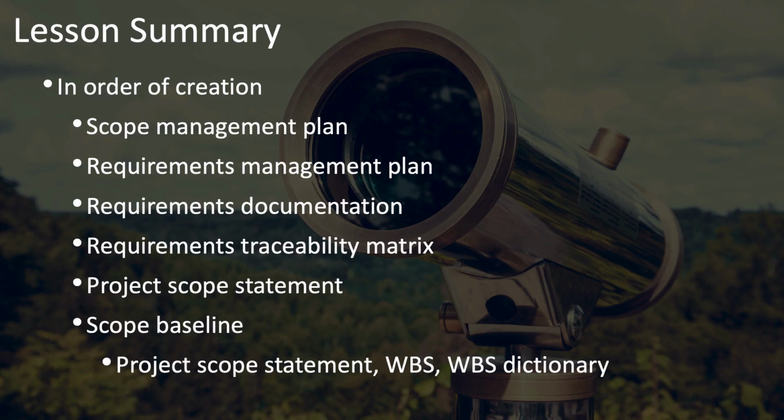The project scope statement, which is the detailed information about what the project will do, and which is not necessarily everything that's included in the requirements documentation. And finally, the scope baseline, which consists of the project scope statement, the work breakdown structure, which is your tree structure, your hierarchy, and your WBS Dictionary, which includes details that add to the WBS.